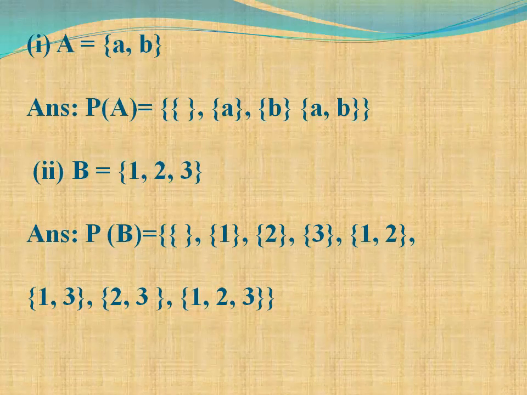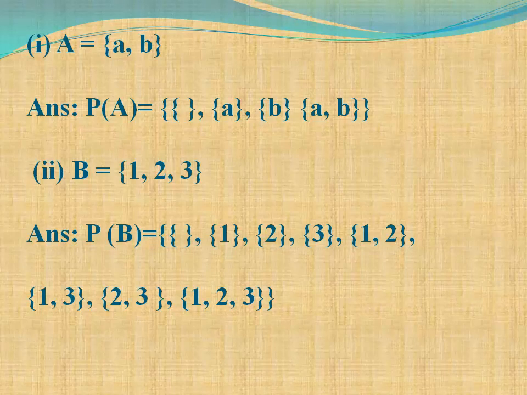First subdivision, A equal to set of all a, b. Now the power set of A, that is P of A, equal to: first, as I told, the empty set is one subset. Next {a} as a separate set and {b} as a separate set, and the same set will be a subset of itself. So {a, b} is one subset. This is the power set of {a, b}.